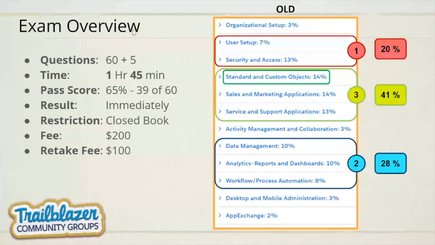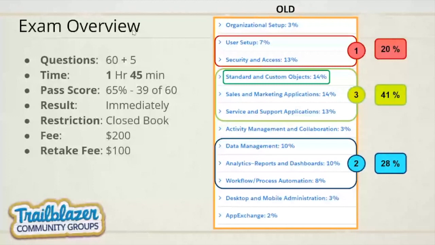Exam overview. It's a 65 question exam, out of which 60 questions would be scored and 5 questions would not be scored. They would be just for improvement of the exam, and the Salesforce team would be evaluating those questions just for their analysis and making the exam better. It will give you 1 hour 45 minutes to answer all these 65 questions, and you need to get 65% to pass the exam.